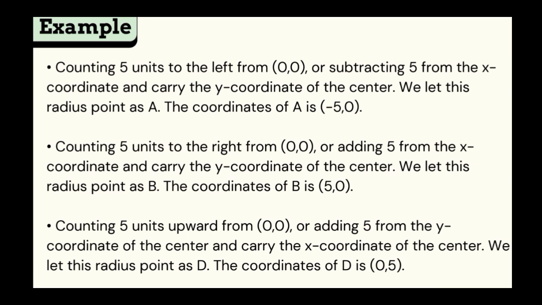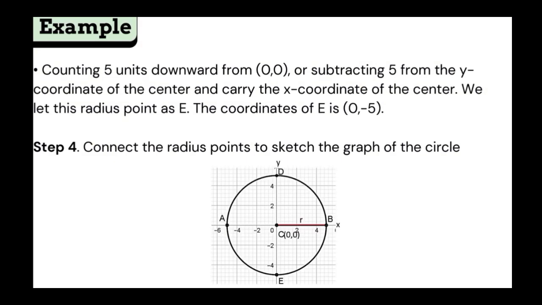Next, counting 5 units upward from (0, 0), or adding 5 to the y coordinate of the center and carrying the x coordinate of the center. We let this radius point be D and the coordinates of D is (0, 5). Next, counting 5 units downward from (0, 0), or subtracting 5 from the y coordinate of the center and carrying the x coordinate of the center. We let this radius point be E. The coordinates of E is (0, negative 5).